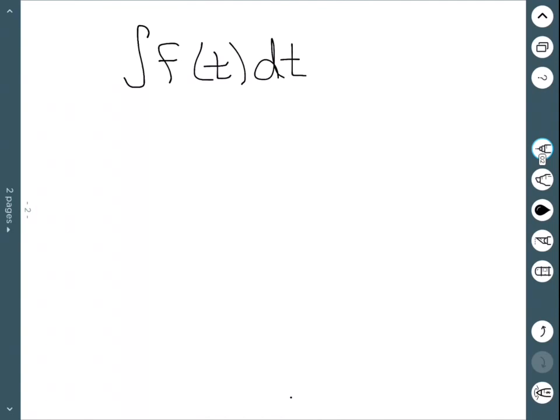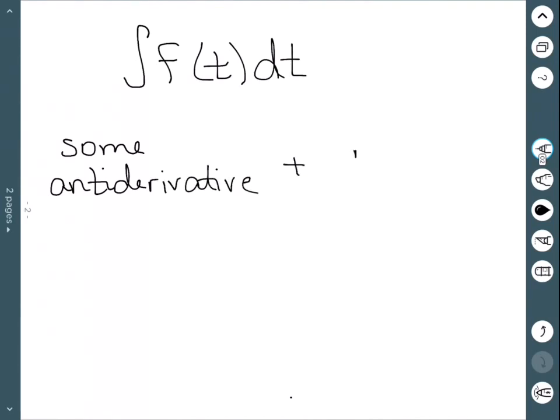And in general, what this looks like is some kind of antiderivative that we're going to be able to find plus a constant, c. Like I said, you do have multiple antiderivatives, however, they only differ by a constant. So we put a plus c to demonstrate that we can add constant values to the end of this and still have an antiderivative.